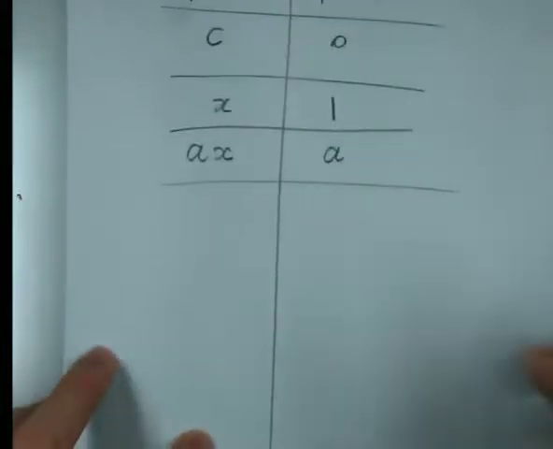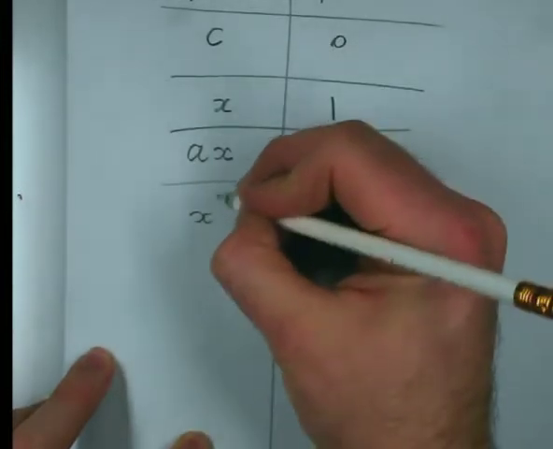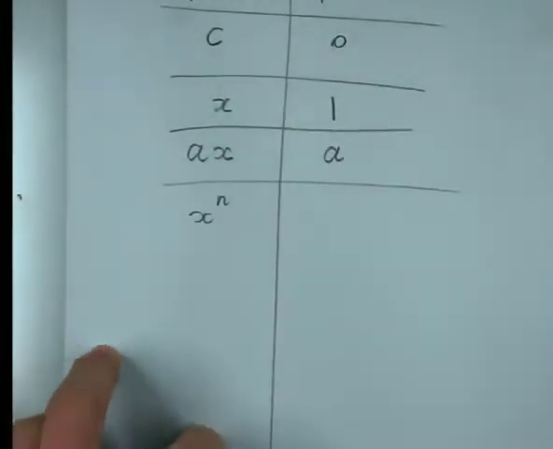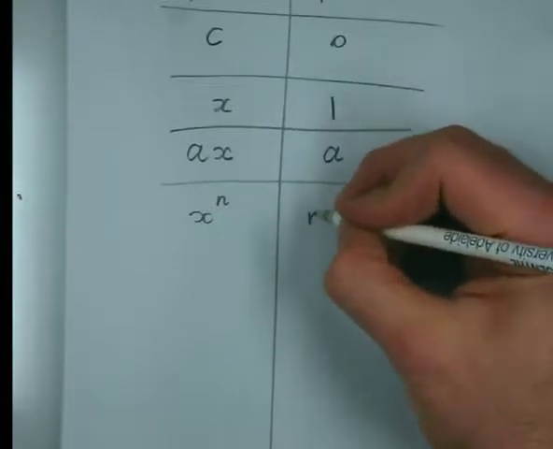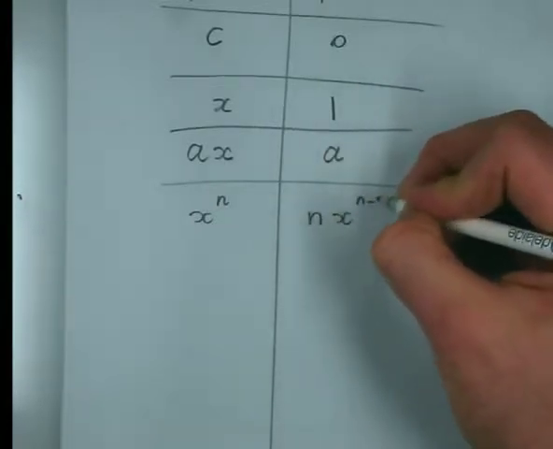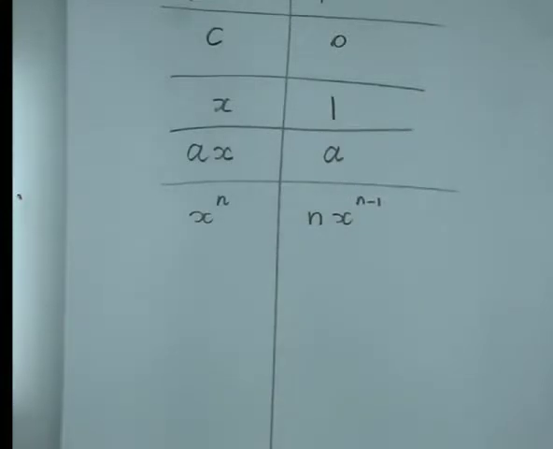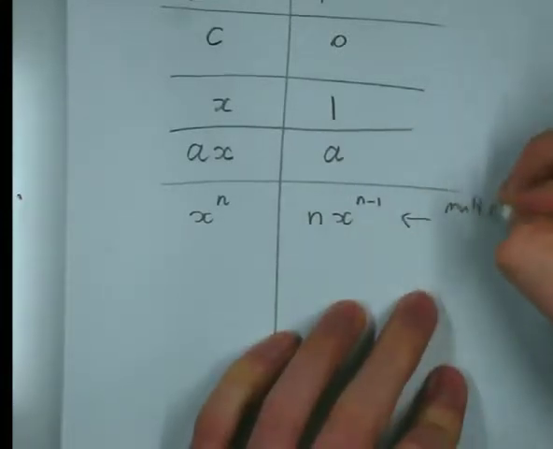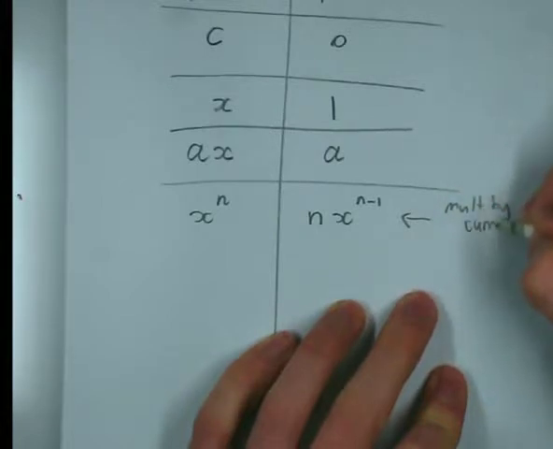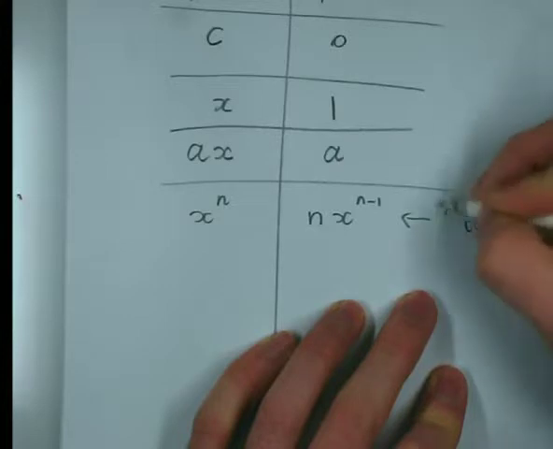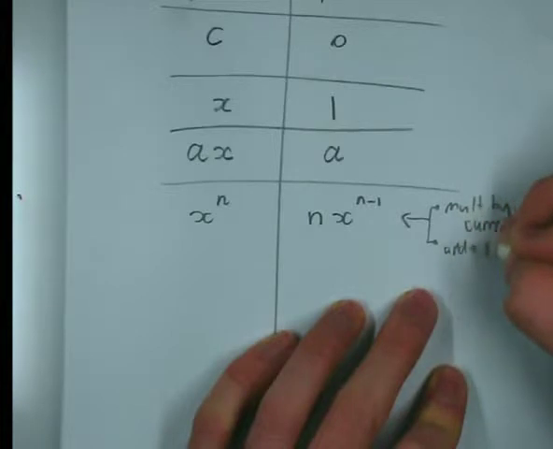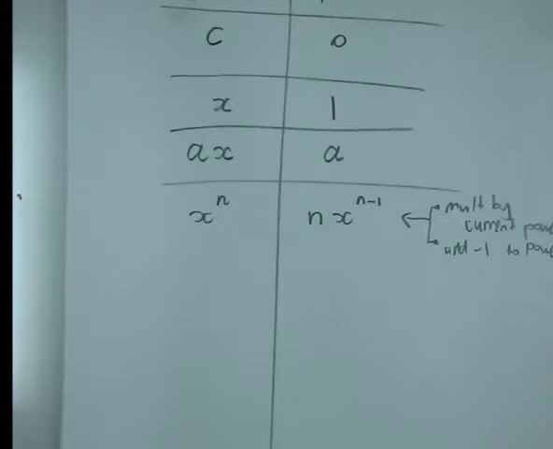And then there's these rules which go, if you have x to a power n, where n is anything, it's allowed to be any number at all, positive or negative, then the derivative is you multiply by the current power, and then you reduce the power by 1. So this is multiplied by current power, and then add a minus 1 to the power. That's our classic power rule.